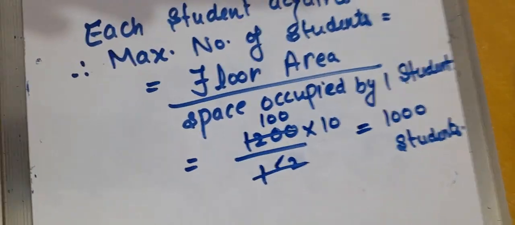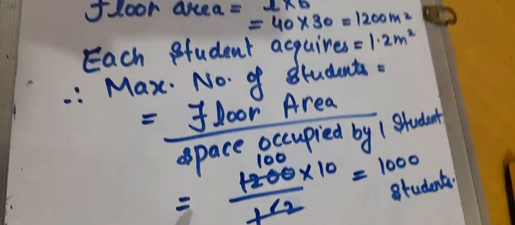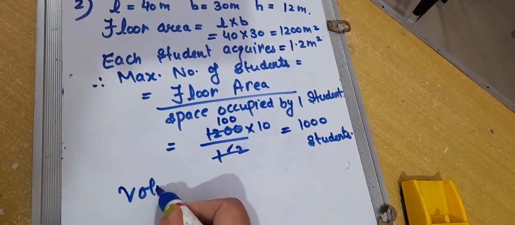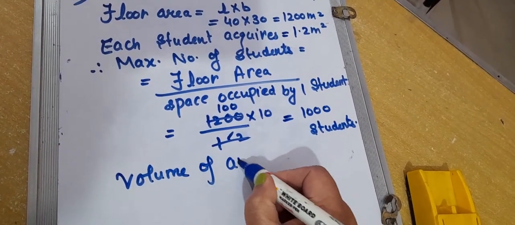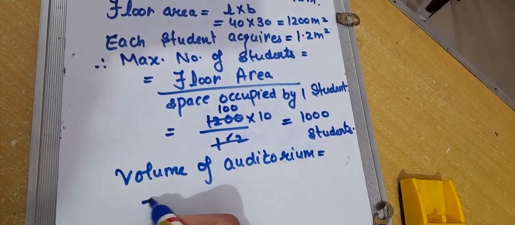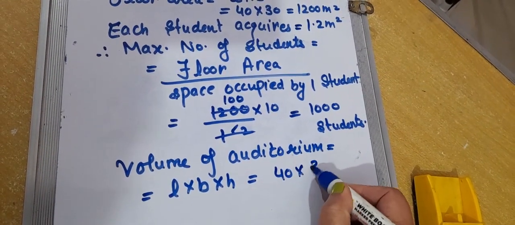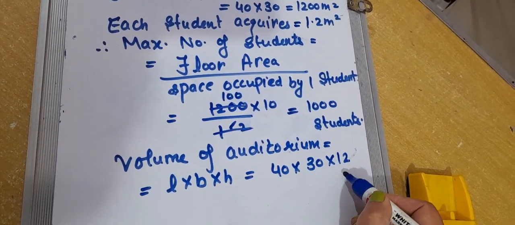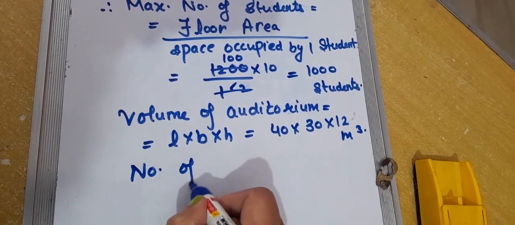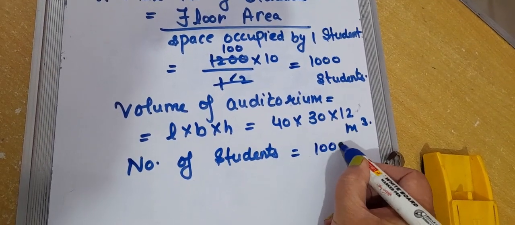Now let's read further. Also find the volume of air available in the auditorium for each student. We have to find volume for each student. So first of all, find the volume of the auditorium. As the auditorium is cuboidal in shape, its volume will be L into B into H, so 40 into 30 into 12 meter cube. Now the number of students, as we found in the first part, is 1000.